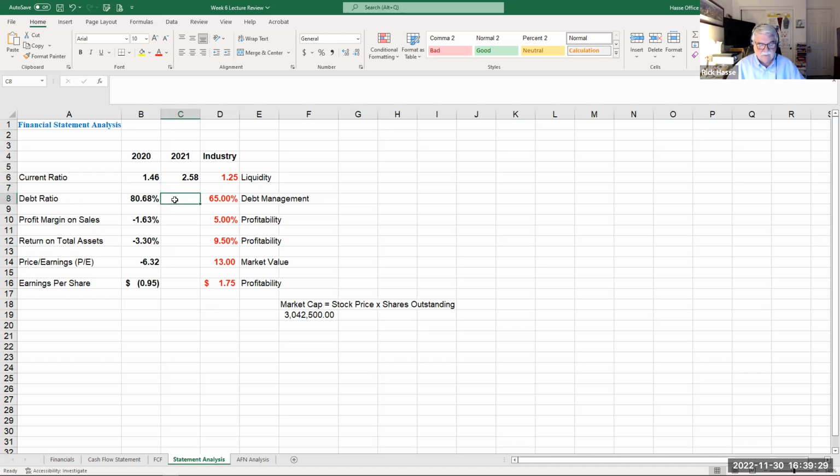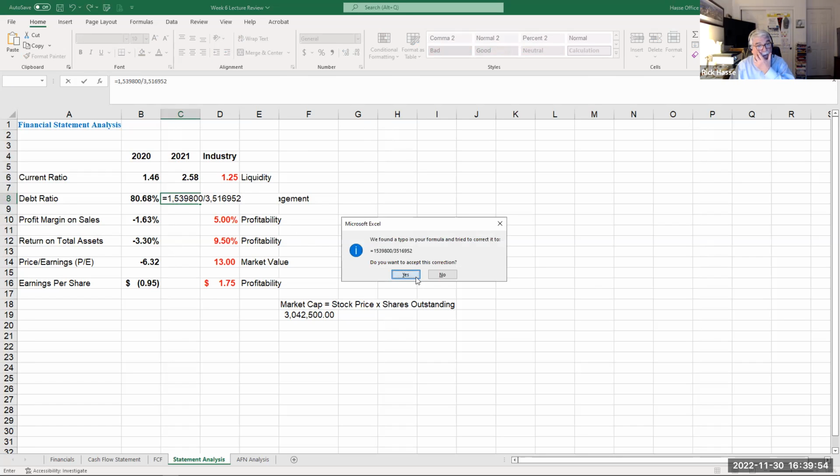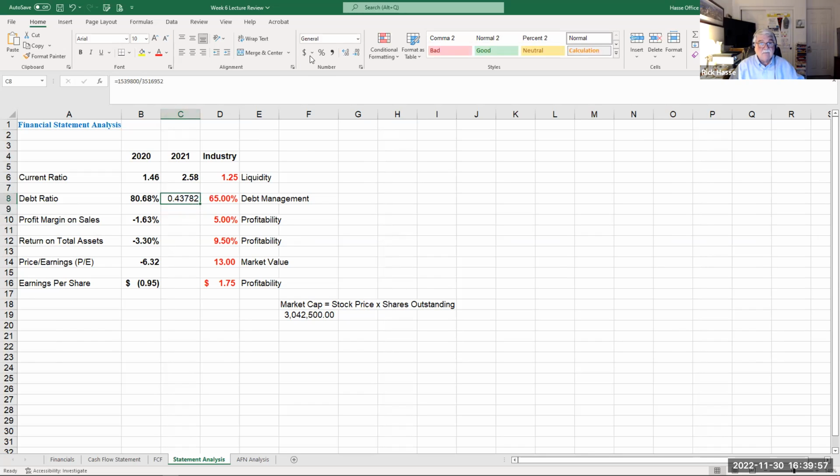The debt ratio, it's the relationship of total debt, which in this company, the total liabilities are 1,539,800. And divide that by the assets of the company, 3,516,952 in 2021. Turn that into a percent, 2 decimal points as always. 43.78% is our debt ratio, and that's pretty manageable.